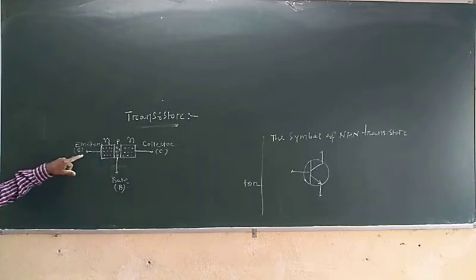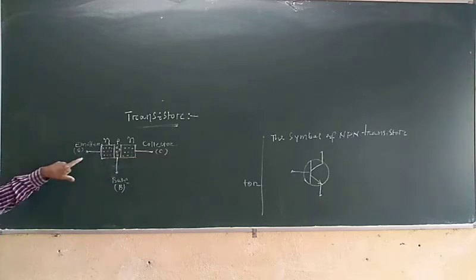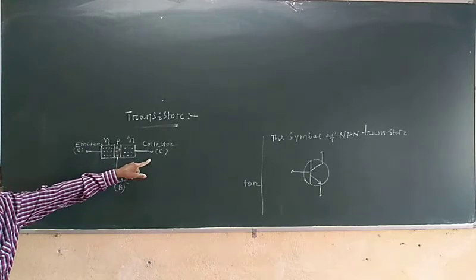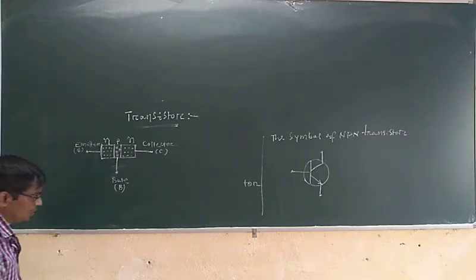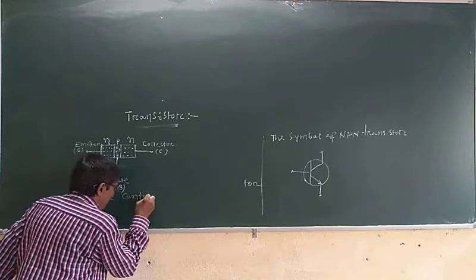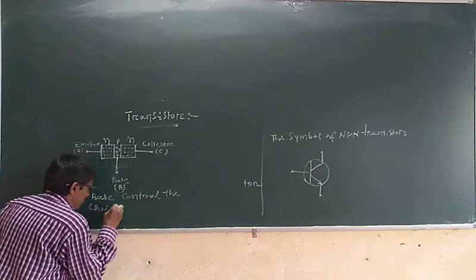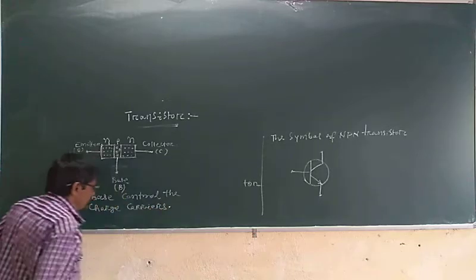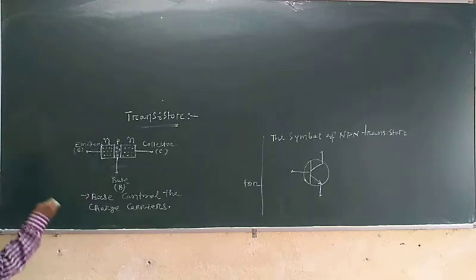So, the three terminals of a transistor are emitter, base and collector. The emitter emits the majority charge carriers, the collector collects the charge carriers, but the base is the control. Base controls the charge carriers. Emitter emits the charge carriers.